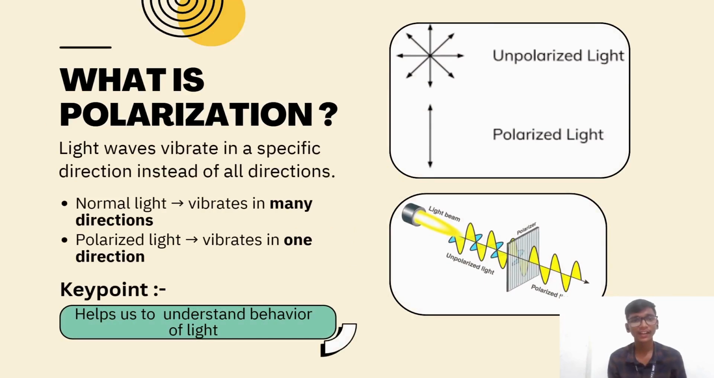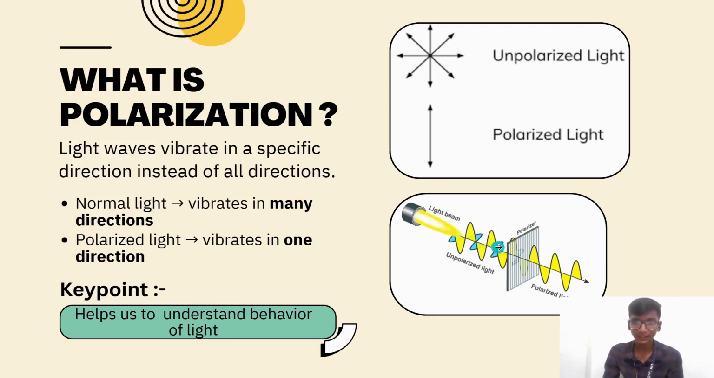Do we think that light travels in one direction or in many directions? Actually, normal light travels in many directions, which is called unpolarized light. We can see here that the arrows point in different directions. This is unpolarized light. Now, what happens when we want light to travel in one direction?